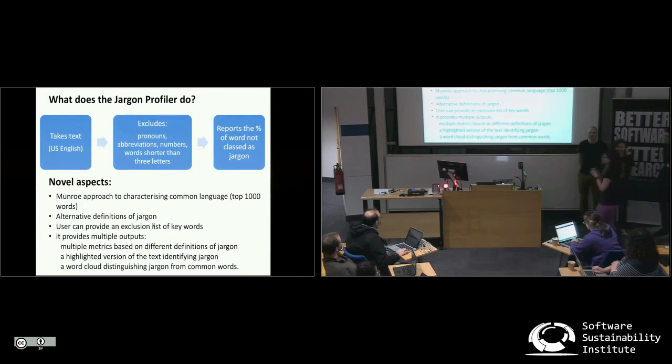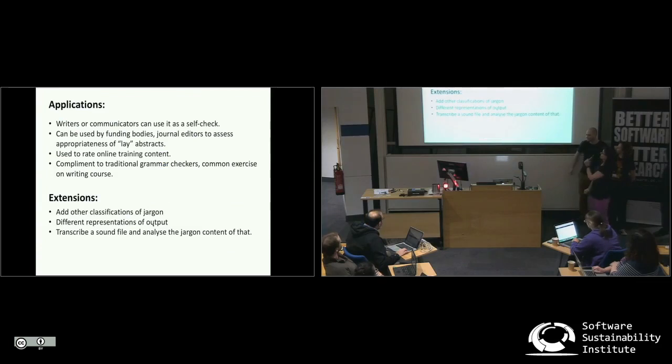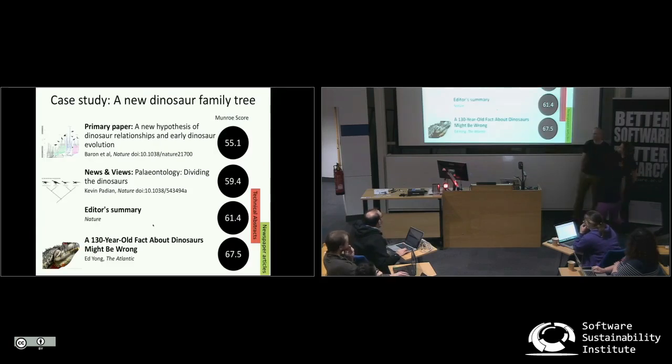And the ultimate goal is to provide multiple outputs. We believe that this would have wide applications, so beyond obviously assessing my own work, it could be used by funding bodies or journals who request lay abstracts to quantify that and encourage their authors to try harder. It could be used to rate online training content and could be a complement to grammar checkers and other existing tools that are used in communication writing workshops. So I think I'll just pass on that.